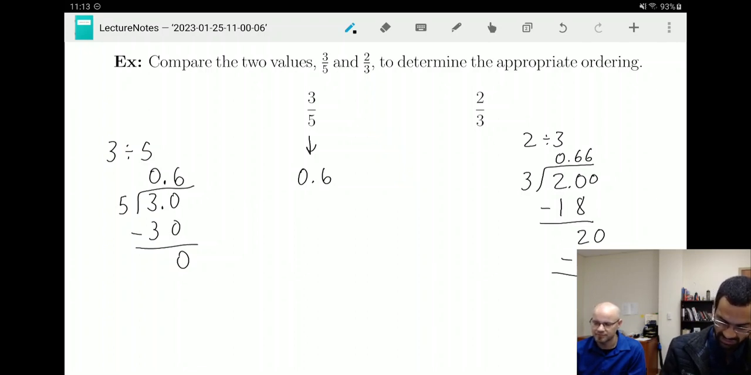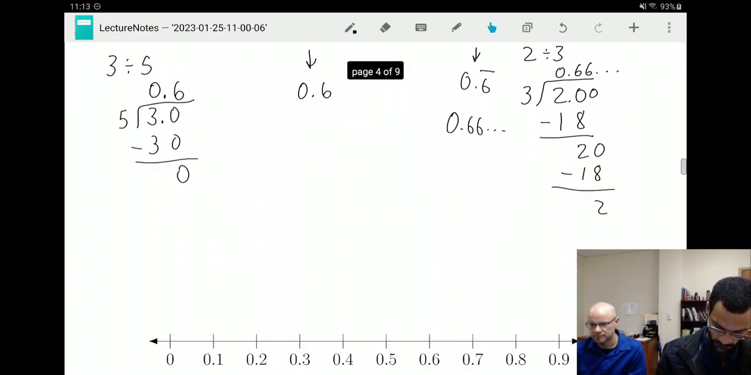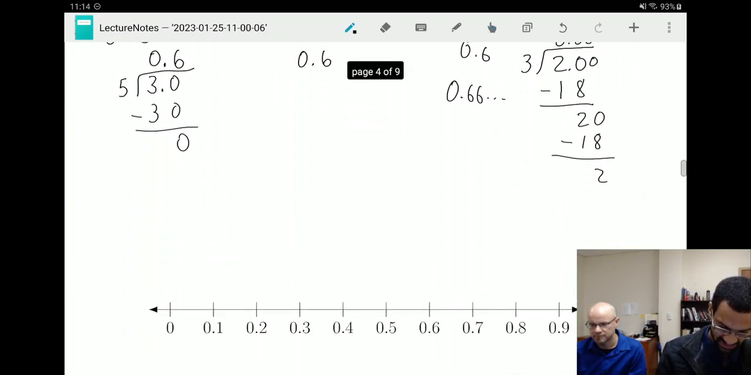So what we would do is say this goes on forever and ever and ever. Sometimes they write it like 0.6 with a little line on the top. That's acceptable. 0.66 with a bunch of dots after it also means the same thing. We can plot that on a graph, but I think we know which one's bigger. All right, so 0.6 would be here. There's our 3/5.